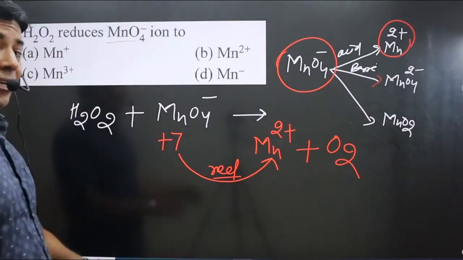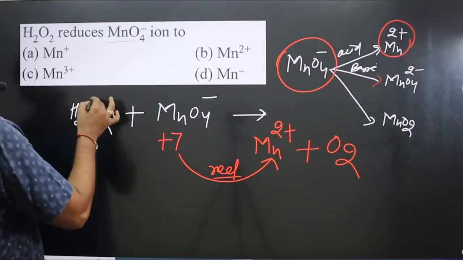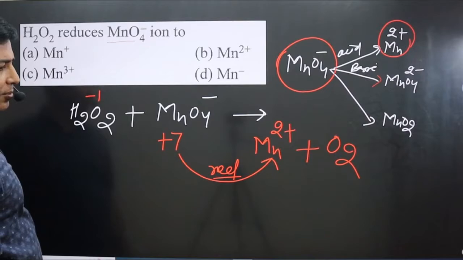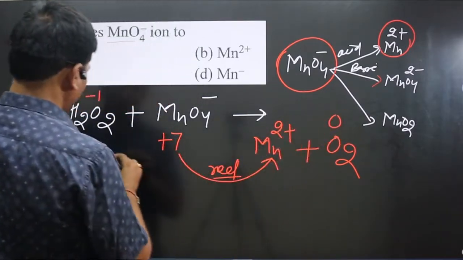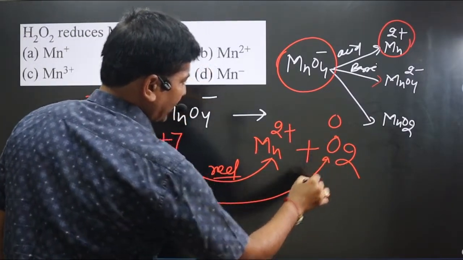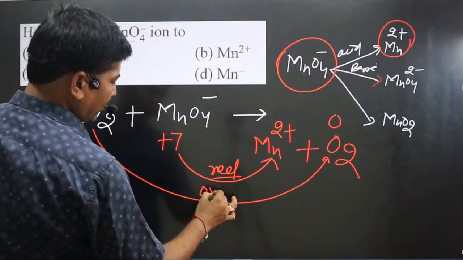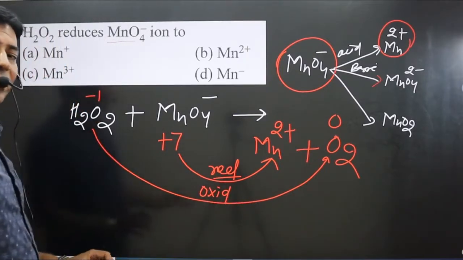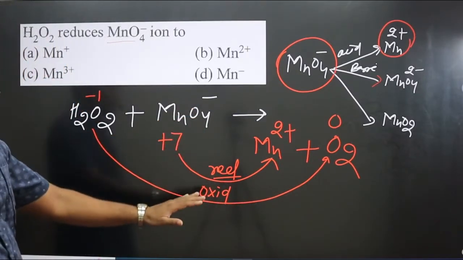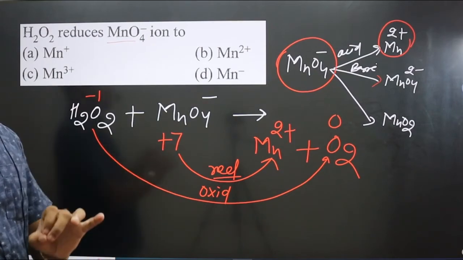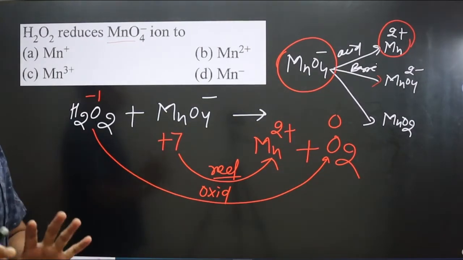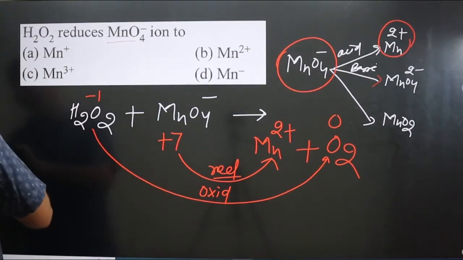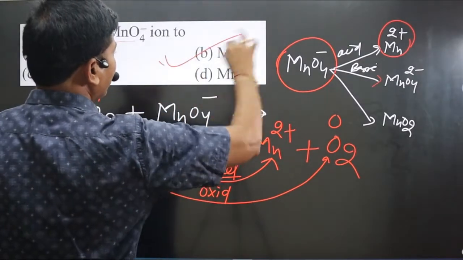In case of hydrogen peroxide, oxygen shows minus 1 oxidation number. On the other side oxygen is 0. So minus 1 to 0, an increase in oxidation number, is always an oxidation reaction. A chemical reaction in which both oxidation as well as reduction reaction take place simultaneously is an example of redox reaction. Then we got the option. Which option is that? Option B is correct.